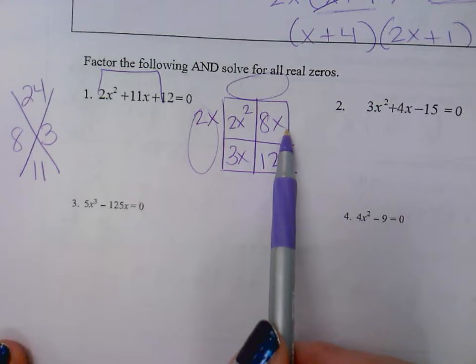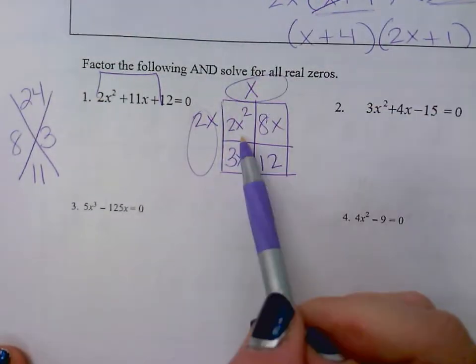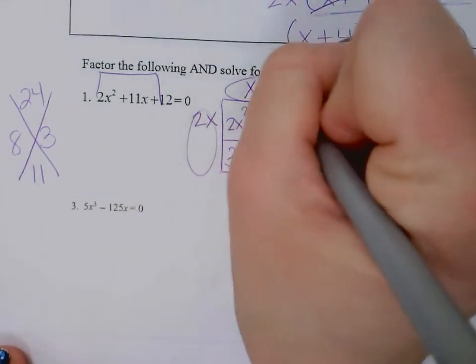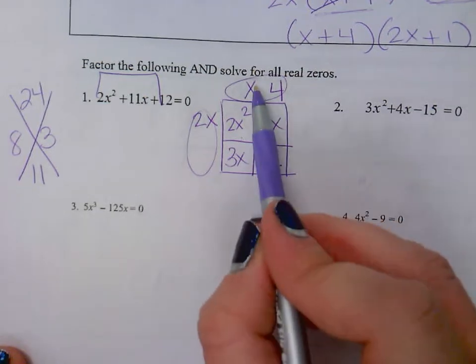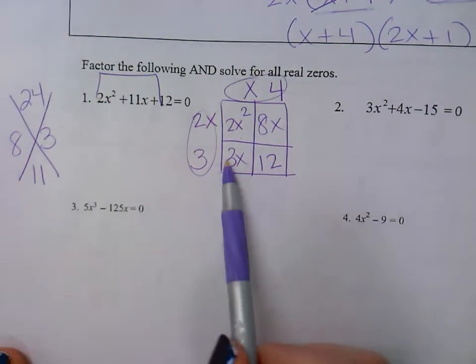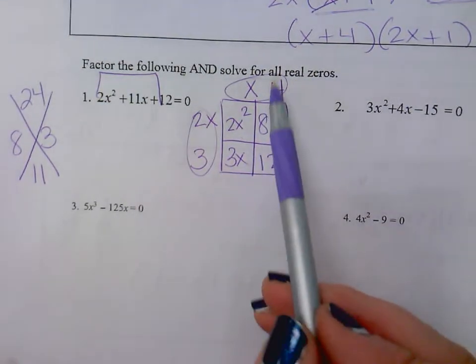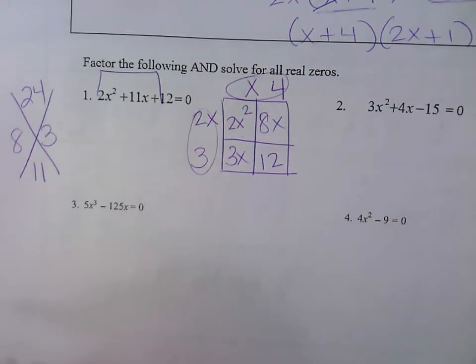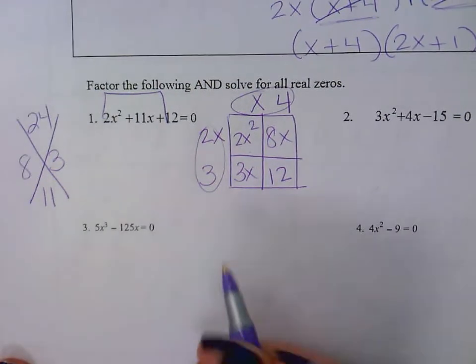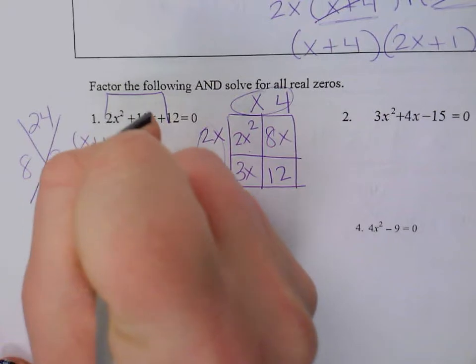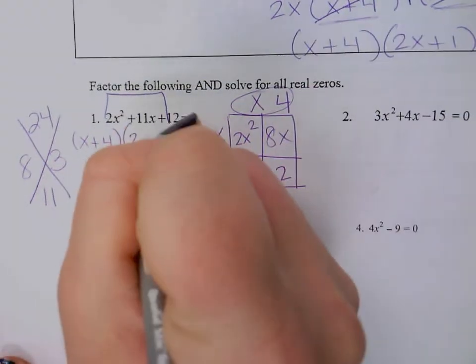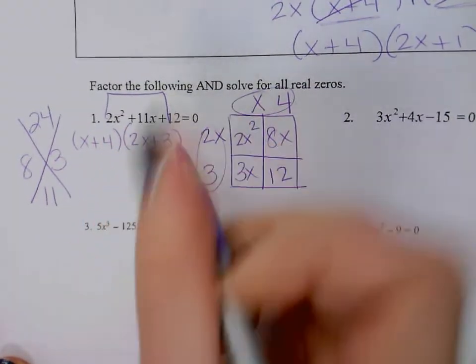So 2x times x is 2x squared. 2x times 4 is 8x. x times 3 is 3x. And then double check that 4 times 3 is 12. So your factors are x plus 4 times 2x plus 3 equals 0.